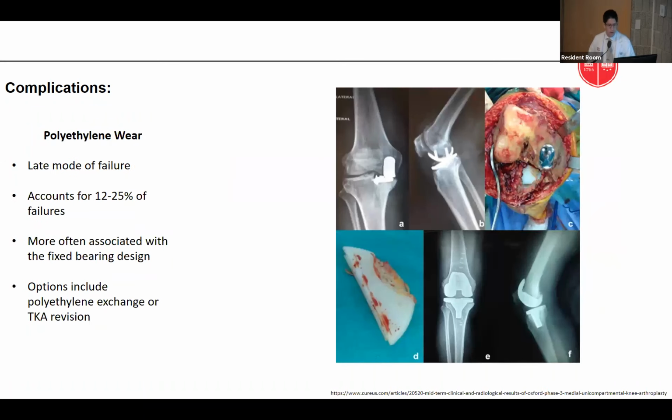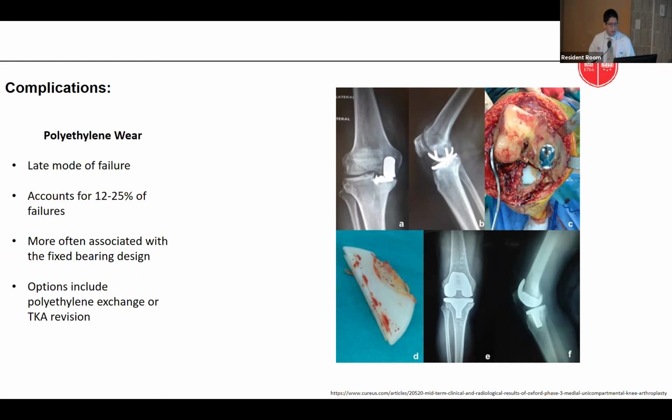The next most common mode of failure is polyethylene wear. This is commonly seen with the fixed bearing designs. And as I was mentioning before, since it's just one point of contact, a lot of pressure is going through a very small area. So the components will just grind away at that polyethylene, and it accounts for around 12 to 25% of failures. It's a late mode of failure, usually seen around 8 to 10 years after the implant has been put in.